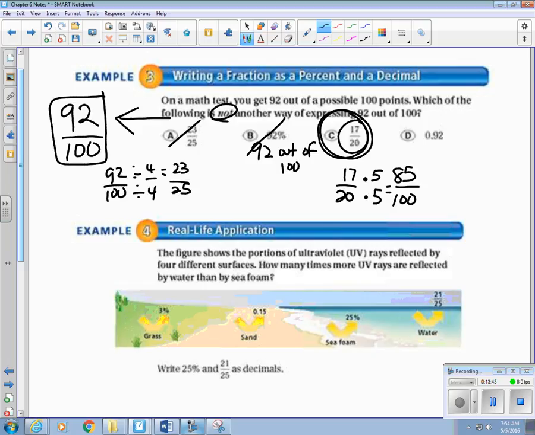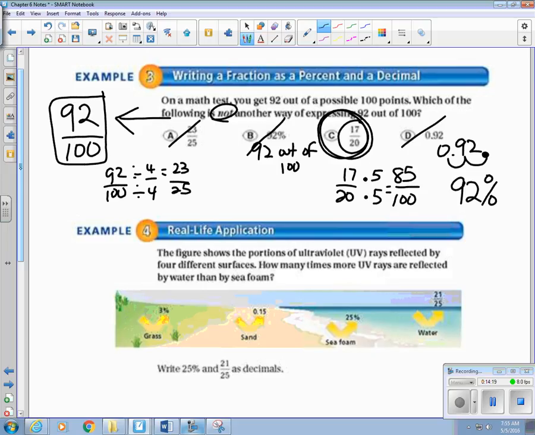And then D, if we wanted to just check D, we have 0.92. If I turn this into a percent, I can move my decimal point 2 places to the right. I can rewrite it. I don't need the decimal point because there's no numbers to the right of it. I can add my percent sign. And we already know that 92% means 92 out of 100, which again is the same as what the fraction 92 over 100 means. So D is also equivalent to 92 out of a possible 100 points. So that's why D would not be a correct answer.